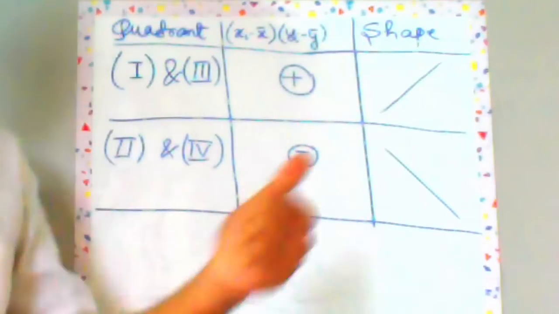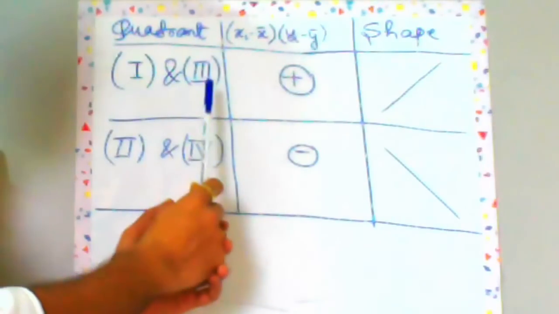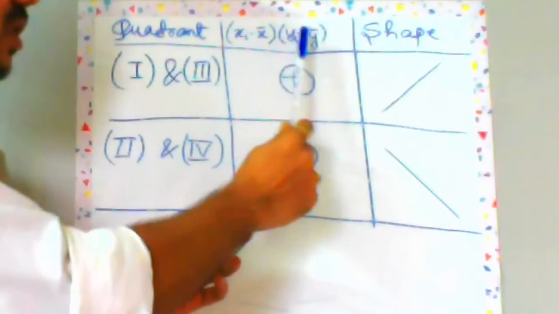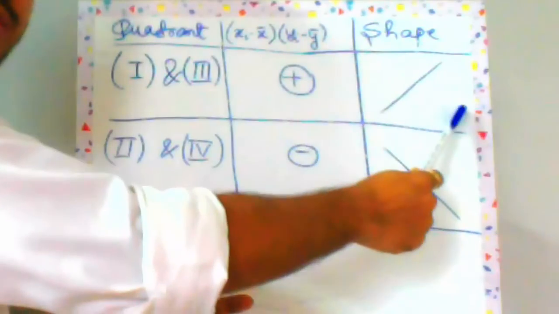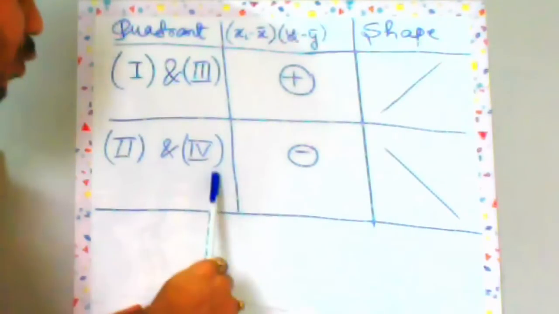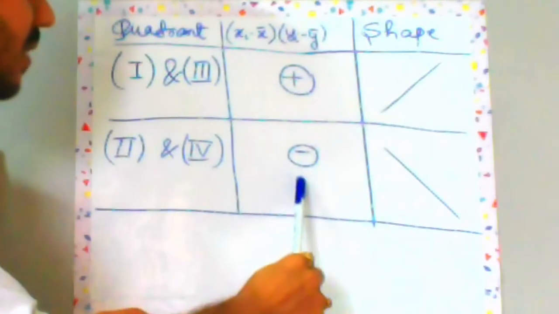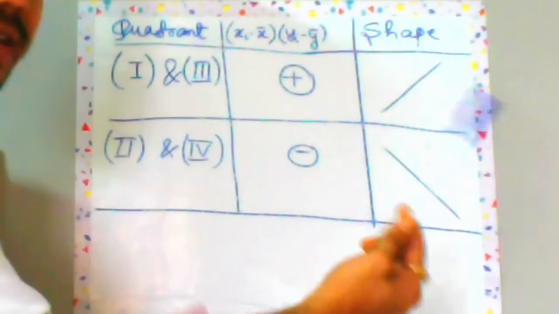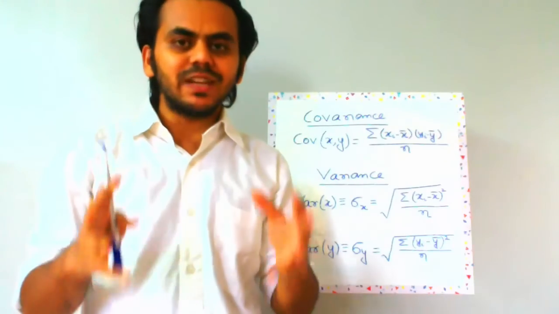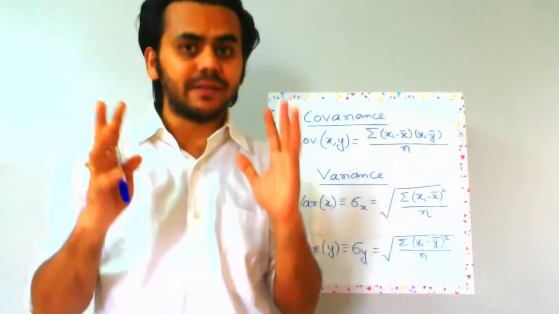Let's look at a recap of this. Quadrant 1 and 3, product of deviations, positive, positive relation, positive correlation. Quadrant 2 and 4, product of deviations, negative, shape like this, negative relation or negative correlation. A recap of elementary statistics which you might have read.